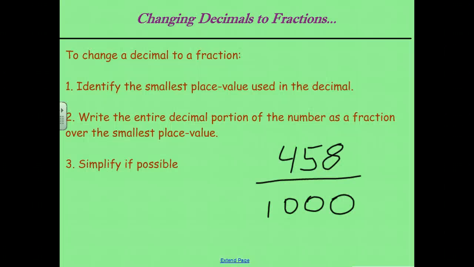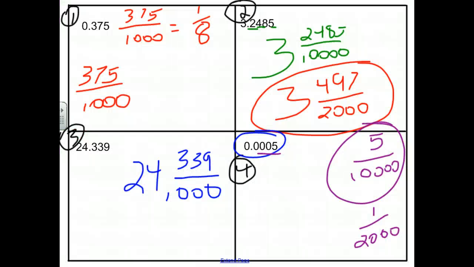So once more, to change a decimal to a fraction, we need to identify the smallest place value used in the decimal and write the entire decimal portion of the number as a fraction over that smallest place value. This is what we do when we name a fraction based on place values, such as 458 thousandths. We identify that the 1,000 is the smallest place value, and read the number as it is. Or if it's a particularly long number, if for example one of these went out for 6, 8, 10 decimal places, we can take each of those decimal places, form them into a 0, and make the decimal point a 1, and that will give us the shortcut to finding what the place value is for that decimal.